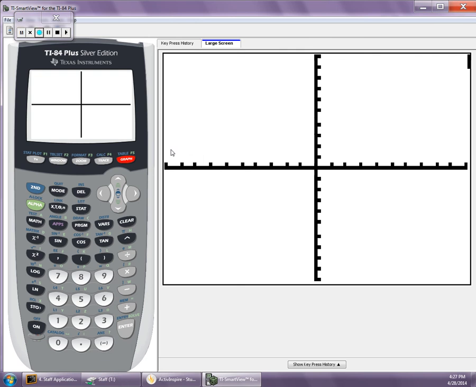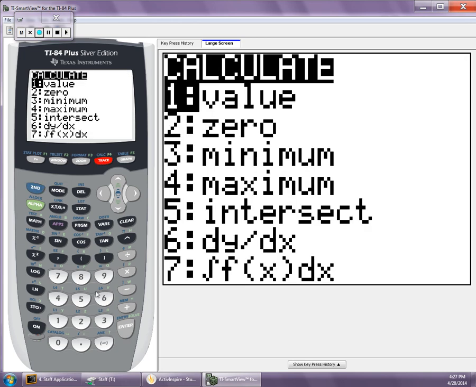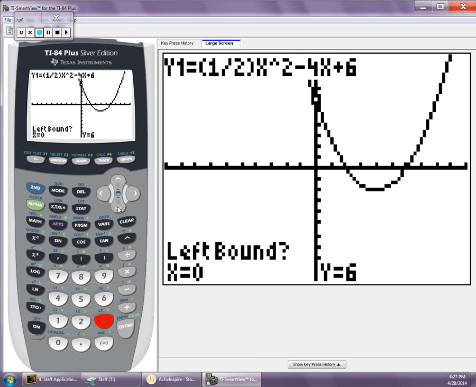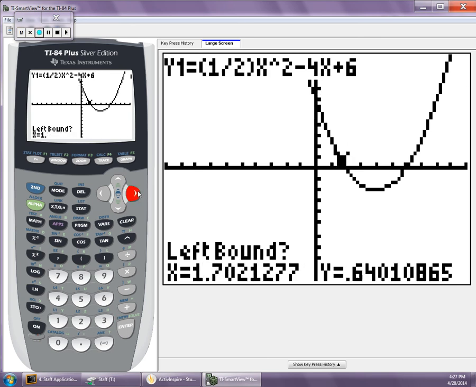I'm going to hit graph so I can see my graph. And then to find the vertex on the calculator, this is a minimum vertex. So I'll go to second trace, which is calculate, my minimum, which is 3. Left bound, remember, means to the left of your vertex.